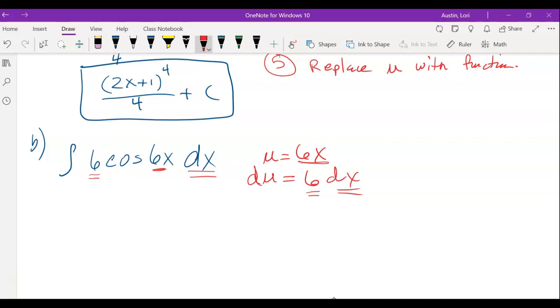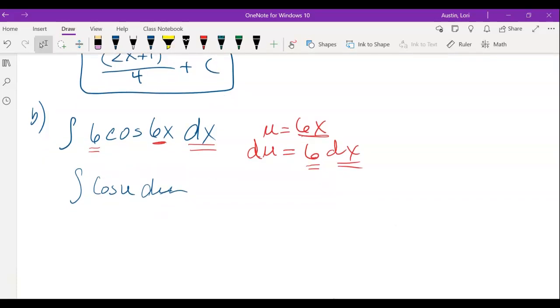All right? So go back to your problem. The 6 dx becomes what? Du. And this becomes cosine of what? Cosine u du. Now it's a simple integral you can integrate. What's the integration of cosine? Positive sine. I just want to make sure you know, because remember, when you go in that direction, it's positive. It's sine u plus c.